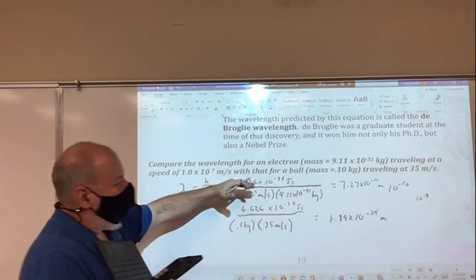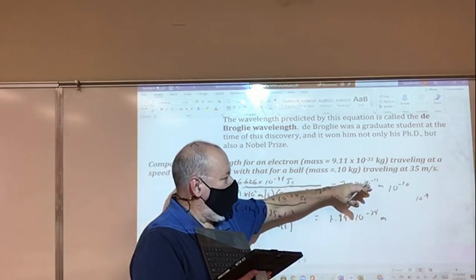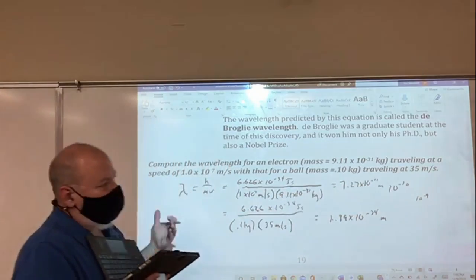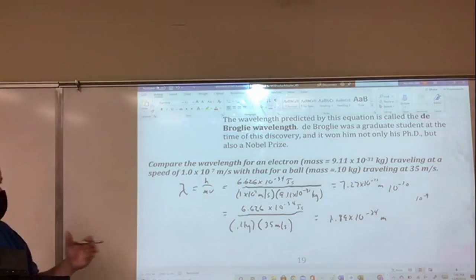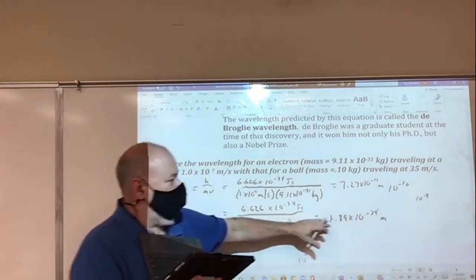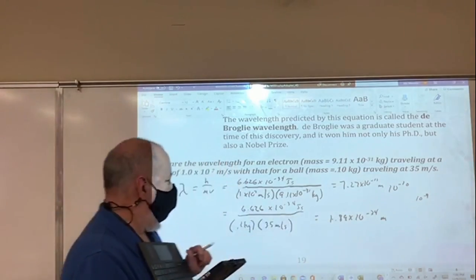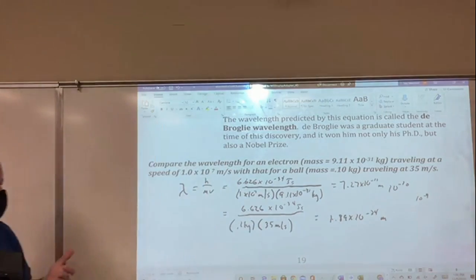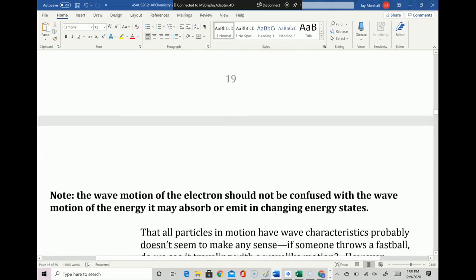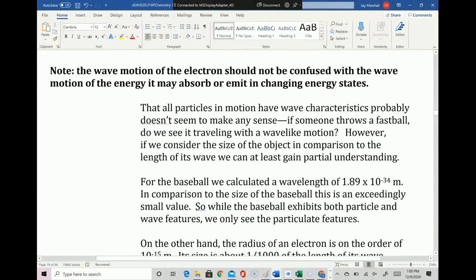For right now, recognize that the wavelength of an electron is about the size of an atom, but the wave of things that are more massive gets smaller and smaller and smaller. Okay, and that means a higher frequency, right?